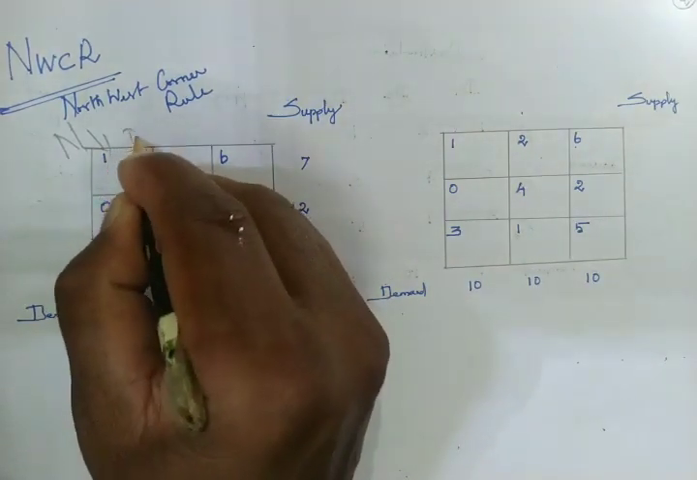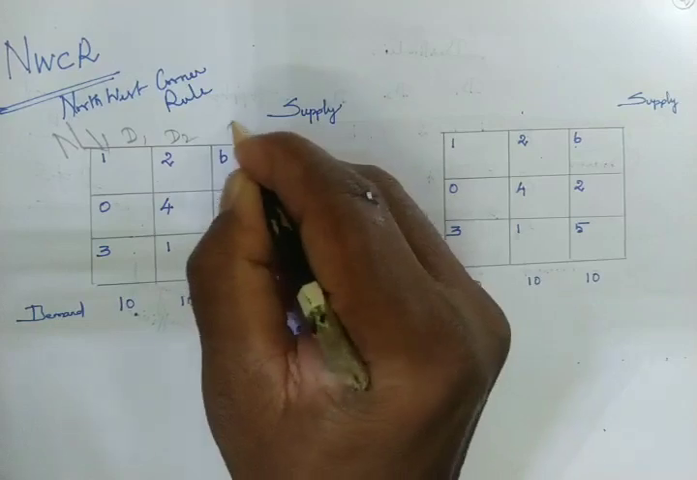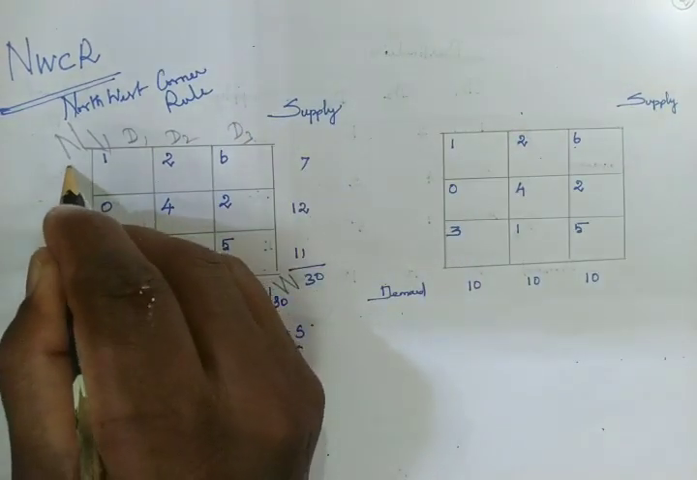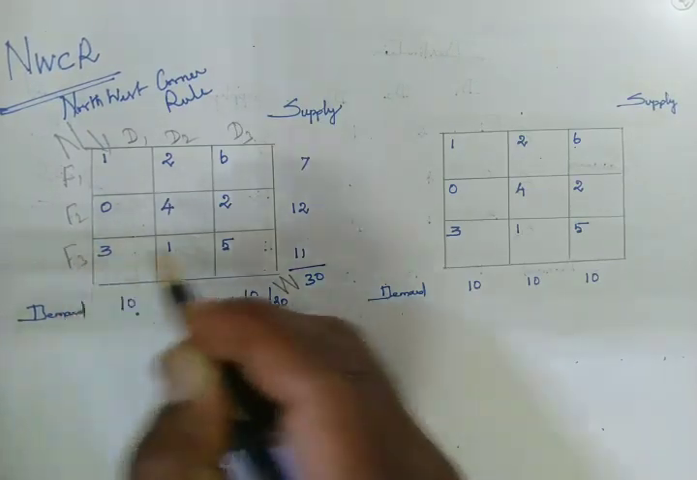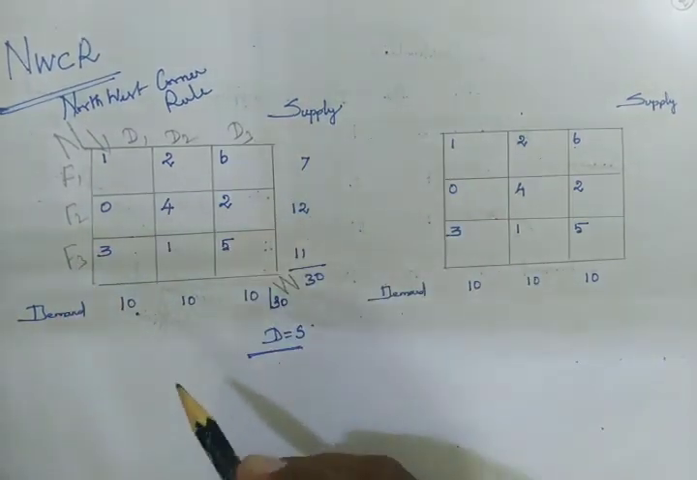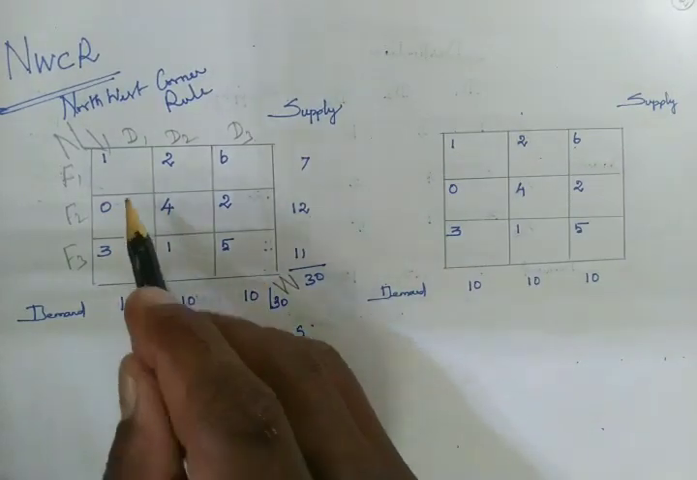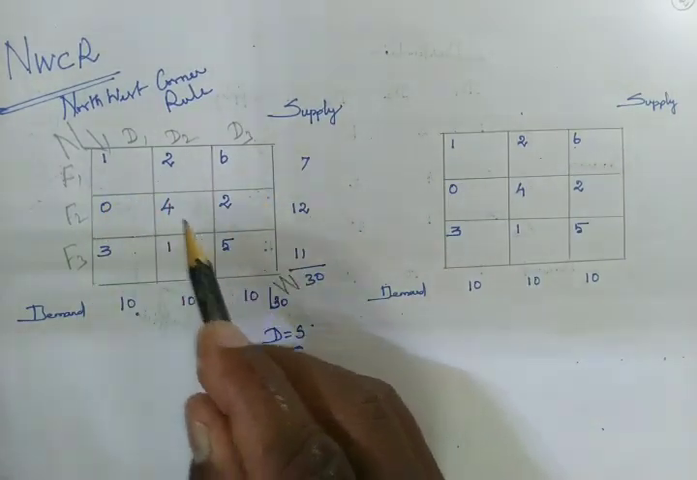This indicates a destination D1, D2, D3, which indicates factories or supply sources. Anyone you can put warehouse. From the warehouses you are going to take the what? Goods. Here what is there inside that? These cell values indicate cost.